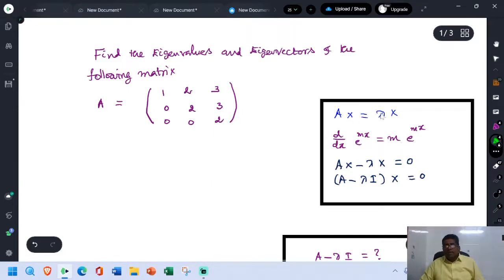From this eigenvalue equation, Ax minus lambda x equal to 0. If you take x outside, we get (A minus lambda) x equal to 0. Then multiply lambda with the help of a unit element I. This is our unit matrix, and it will not change the nature of lambda. So (A minus lambda I) x equal to 0. This is called the characteristic equation.